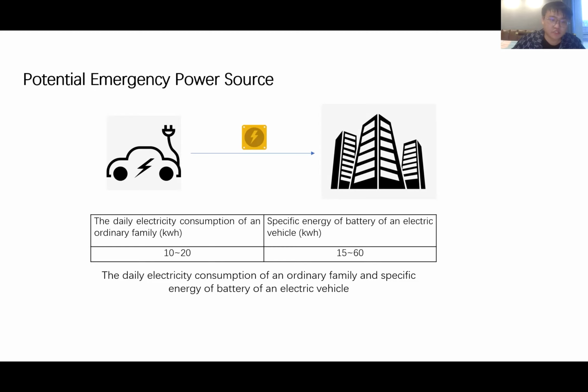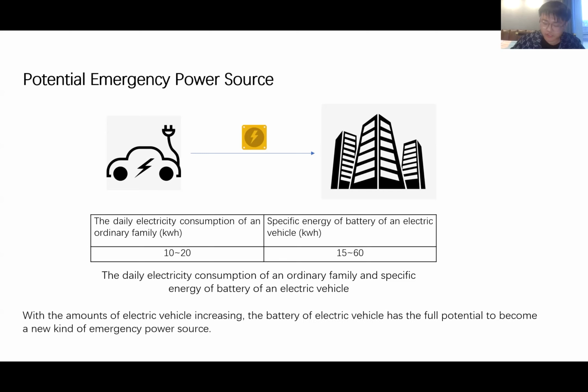According to the table, the daily electricity consumption of an ordinary family is about 10 to 20 kilowatt hours, and the specific energy of a battery of an electrical vehicle is about 15 to 60 kilowatt hours. This means that one battery of an electrical vehicle can meet 2 to 3 families' daily electricity demand. With the number of electrical vehicles increasing, the battery of an electrical vehicle has the full potential to become a new kind of emergency power source.